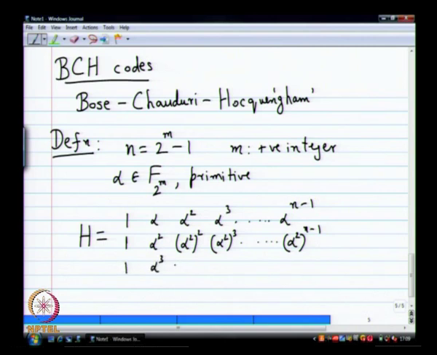Alpha power 3, alpha power 3 squared, alpha power 3 raised to the power 3, and so on till alpha power 3 raised to the power n minus 1. We have to stop somewhere, so for that we need another parameter. That parameter, it is common to take it as d minus 1. So, d is some positive integer.